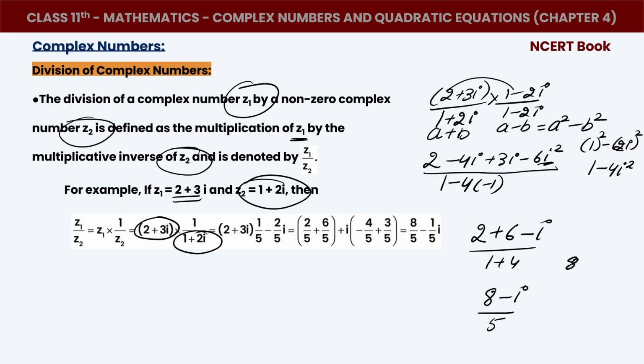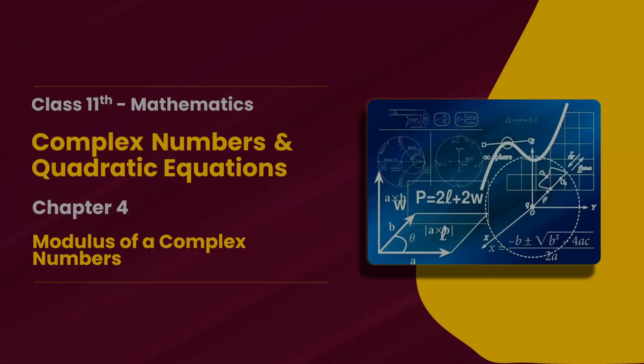Now separate it: 8 by 5 minus iota by 5, right. So this is how we do the division. You understand it, okay.